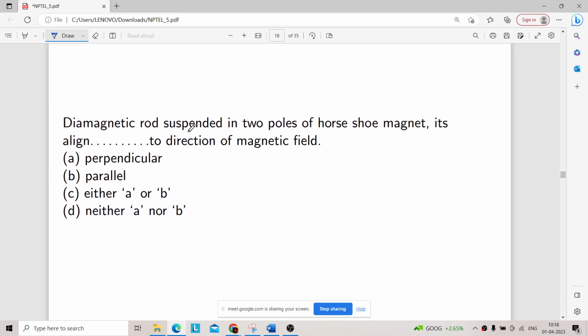Then coming to the next question. The question is, a diamagnetic rod is suspended between the two poles of a horseshoe magnet, and its line is based on the direction of the magnetic field. So we have a diamagnetic rod, and it is suspended between the two poles of the horseshoe magnet, right?